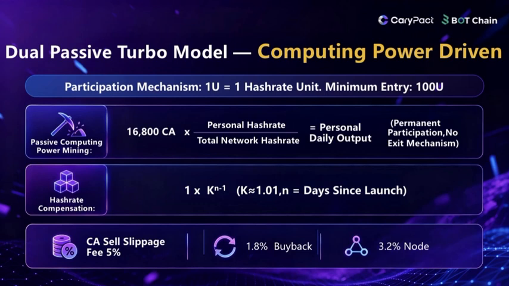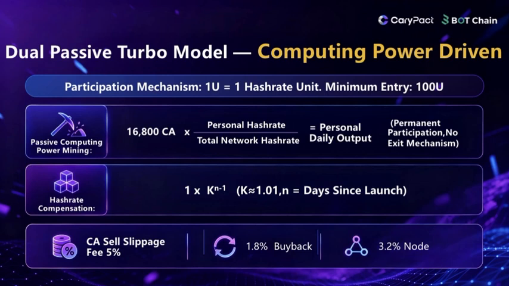In other words, if someone participates with 10,000 USDT under the current network conditions and market pricing, the estimated static daily return is approximately 104 USDT. That translates to roughly 1.04% daily output. Of course, these figures are dynamic and will fluctuate based on total network computing power and market price movements.